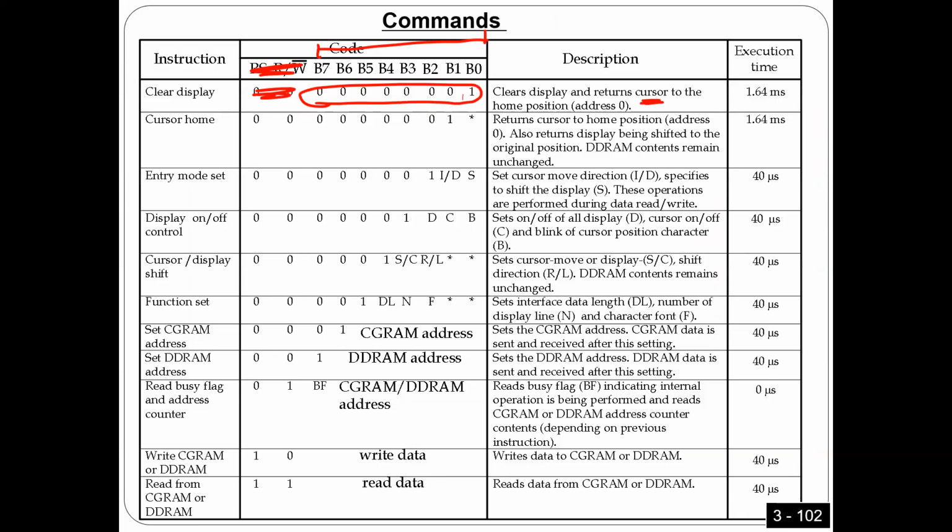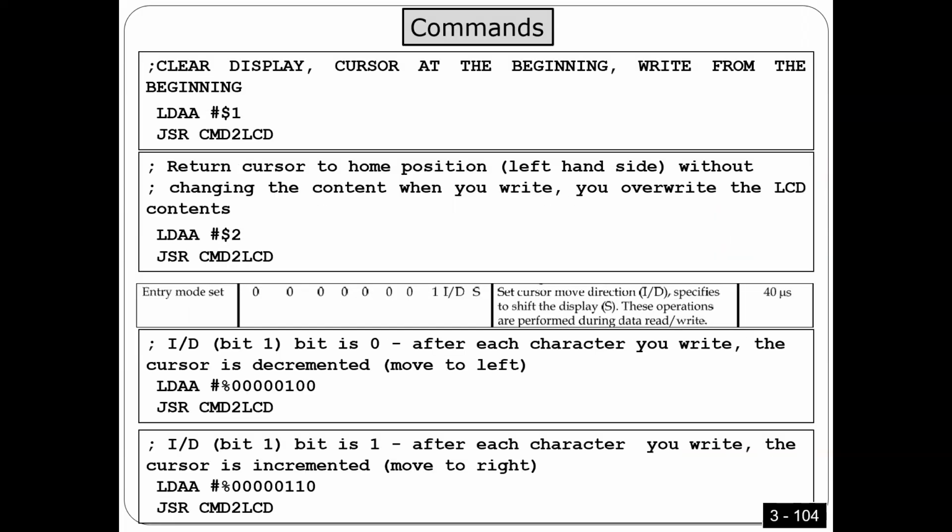So, explaining them one by one. Let's see, this is the first one. Even here, I'm telling you how you can use it. You have to put number 1 in register A, and then you jump to the subroutine as you see here. That's it. Let's see the second one.